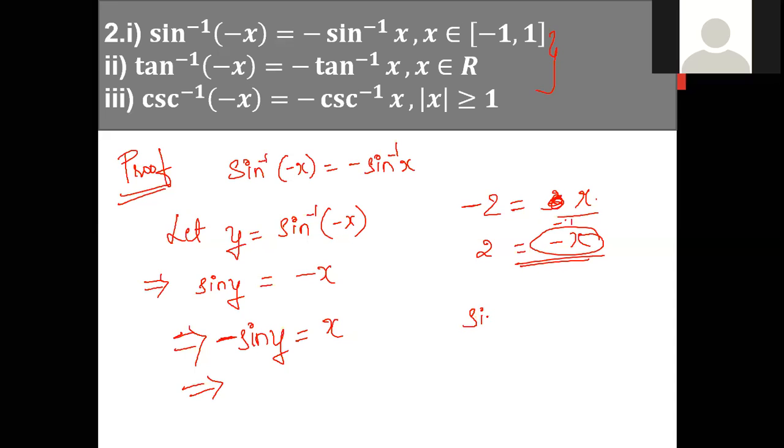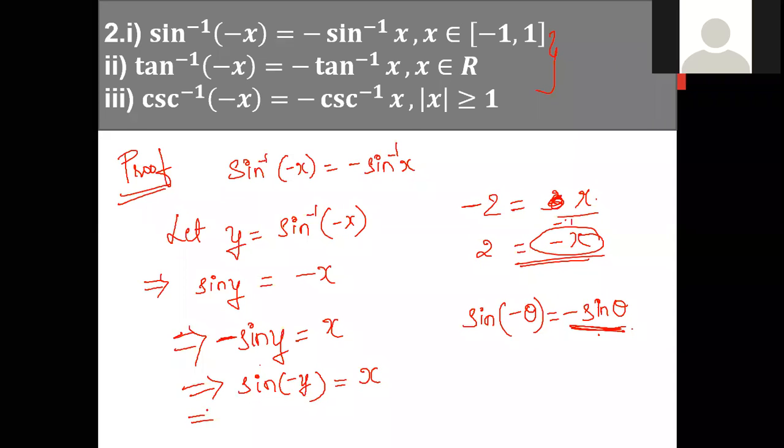But we know that sine of minus theta is minus sine theta. Correct? So I have minus sine y, so I can write this as sine of minus y. I can write this as sine of minus y is equal to x.